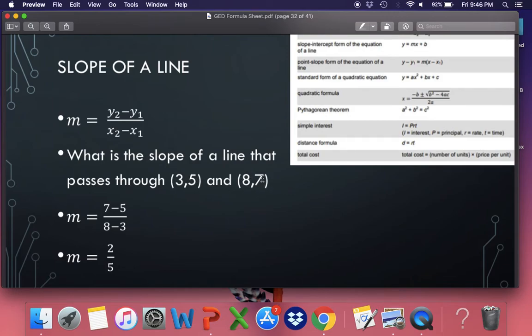So here's your 2 points. Point 1 is 3, 5. Point 2 is 8, 7. So we take y2. This 7 is the second y, so it goes first, y2 minus y1. y1 will be that 5. x2 will be the second x value. Remember, these are x, y's. The 3 is an x, 5's a y, 8's an x, 7's a y. So the x2 will be an 8, x1 will be a 3. So 7 minus 5 will give you 2, and 8 minus 3 will give you 5.